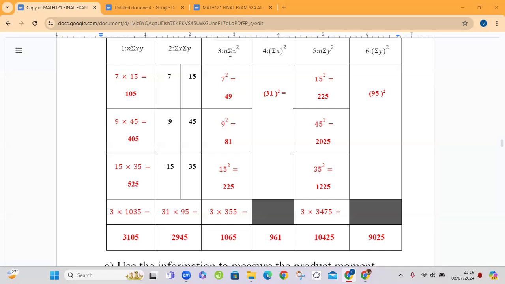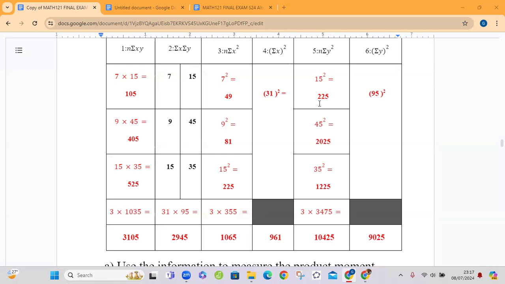The third number is n times the sum of x squared. For the sum of x squared, we have to find the x squared first before we find the sum. 7 squared, 9 squared, 15 squared will give us 49, 81, and 225 respectively. Then we add this up to get 355. Then we multiply by n, which is 3, to give us 1065. The fourth number says in a bracket to find the sum of x and then square it. We have found the sum of x to be 31 already. So we simply square 31 to get 961.